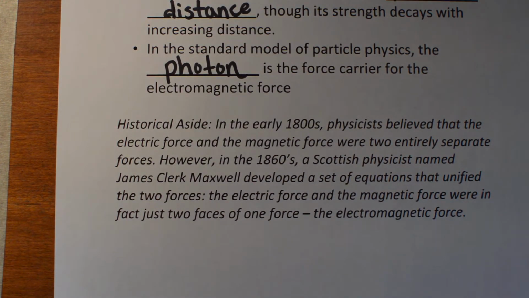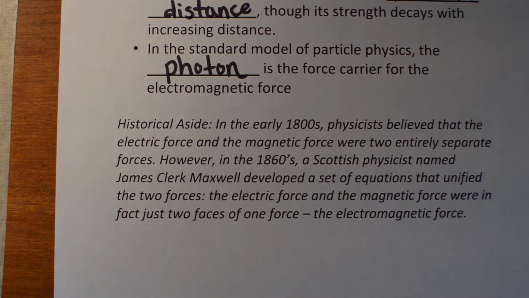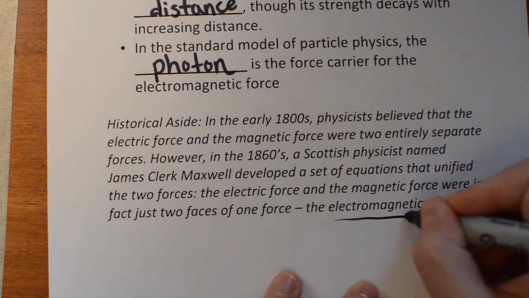Just as a little historical aside, for a long time physicists used to believe the electric force and the magnetic force were 2 completely separate forces that acted on different objects in different ways. But in the mid-1800s, a really famous physicist called Maxwell created a set of equations, called Maxwell's equations, that unify the electric force and the magnetic force, and showed us that these are just 2 faces of the same force, which is the electromagnetic force. So this was a unification of 2 forces into one force.